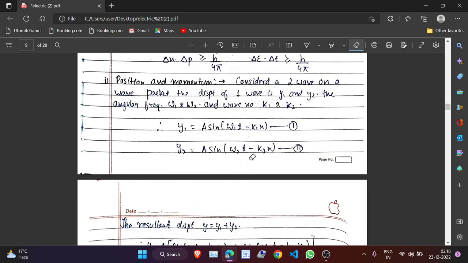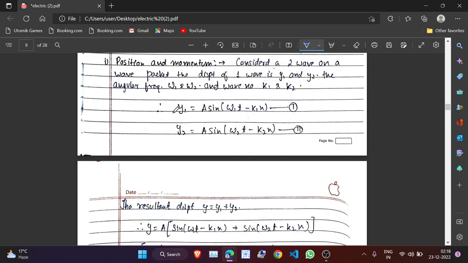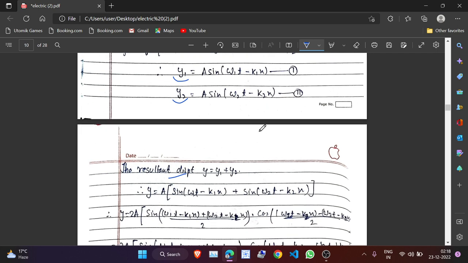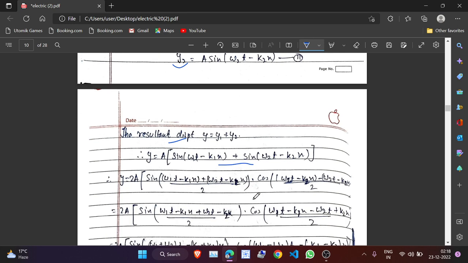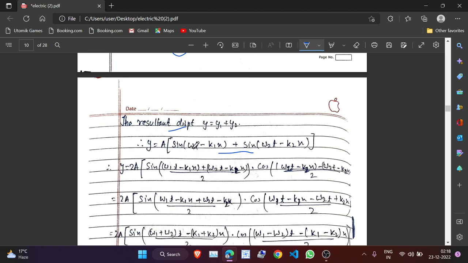Now the resultant wave, the resultant displacement of the wave: y1 is the displacement for the first wave, y2 is the displacement for the second wave. The resultant displacement y is equal to y1 plus y2. Here we can add both equations 1 and 2. On adding, we get y is equal to a sine this. Now we can apply the formula of sine a plus sine b. Basically, sine a plus sine b is equal to 2 sine (a plus b) by 2 into cos (a minus b) by 2.